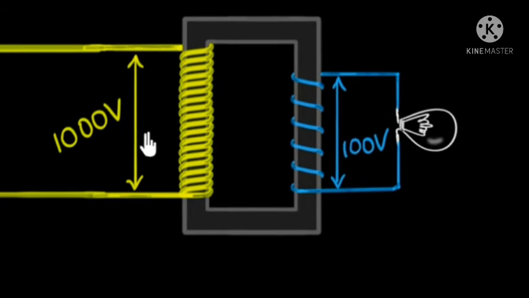Before we look at the currents, a quick recap. What decides the voltages? We've seen in a previous video that the voltage over here and here purely depends upon the number of turns. So in this example, we are assuming the turns over here is 10 times less than the number of turns over here. And as a result, the voltage over here will be 10 times less than the voltage over here. So this is a step-down transformer.